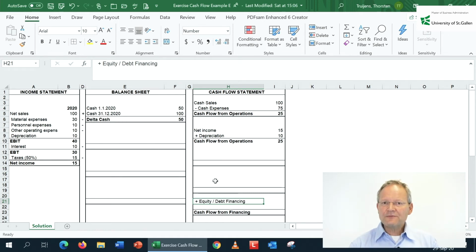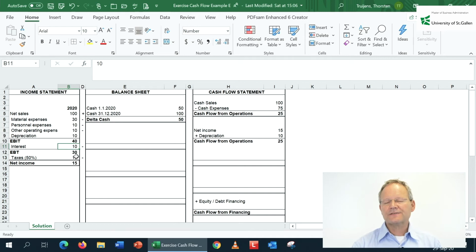Why? What happens if you take out a bank loan? You get more cash in your cash register on the left side of the balance sheet, and you have more liabilities on the right side of the balance sheet. Do we see taking out a bank loan actually in the income statement? No. In the income statement, we only see the interest. But taking out a bank loan is not visible in the income statement. So that's the reason why we need a cash flow from financing to reflect those kinds of payment streams.